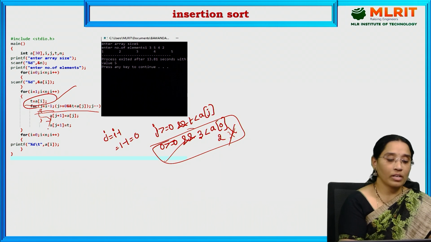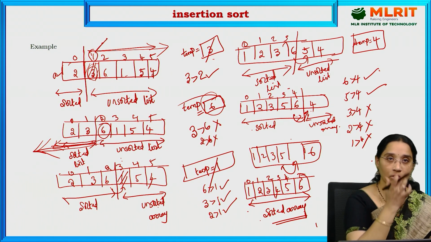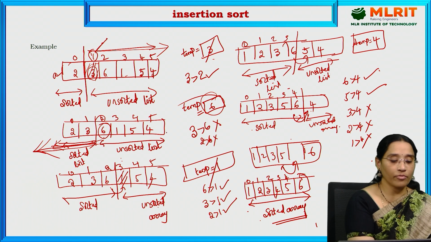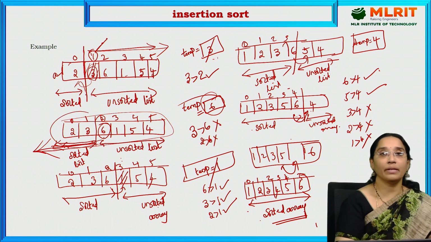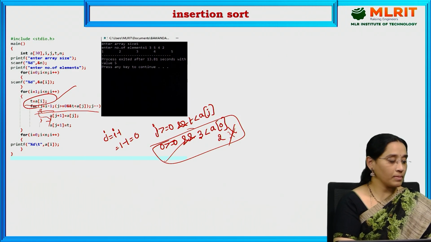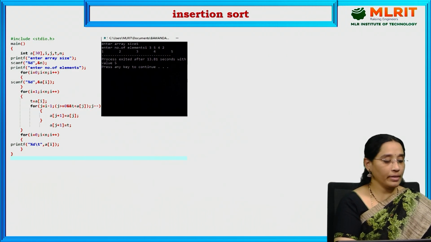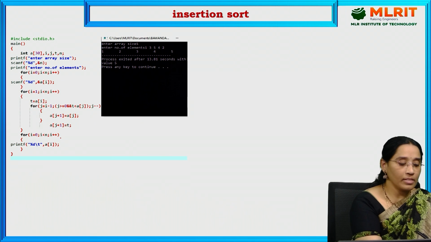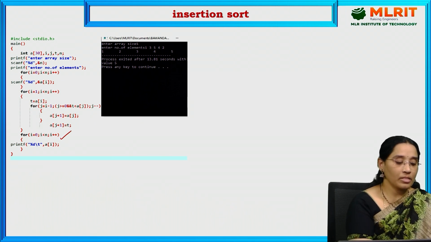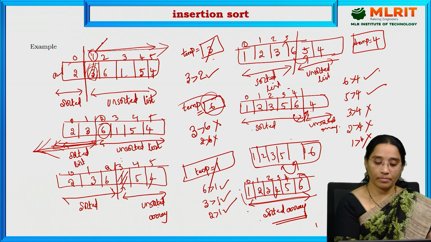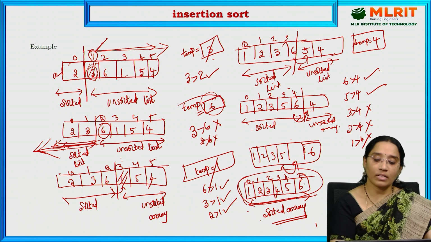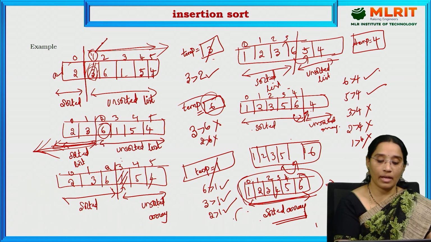So after this first step, the list is 2, 3, 6, 1, 5, 4. Obviously no sorting was done here. We directly placed the element 3 in the sorted list. Next, to print the elements in the array: for i equals 0, i less than n, i plus plus, printf %ld comma A of i. With that you will get the sorted array. We have taken a total of 6 elements in the list, 0 to 5.